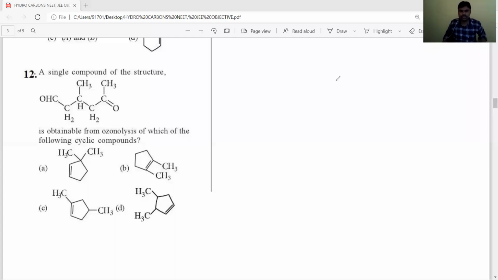Yes, students, now let's see the 12th question. Twelfth question. How this product is formed by the ozonolysis reaction, they're asking. Whenever you want to identify the reactant from the product given in an ozonolysis reaction, it's very easy.